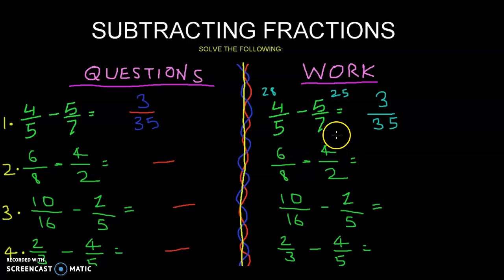8 times 4 is? 32. Good job. And 6 times 2 is? 12. Okay, Zahra, you go ahead. 32 minus 12 will be 20. 20 over the LCM, which is 8.